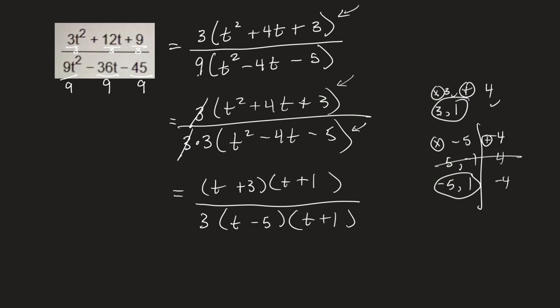Now I look for anything that's the same on the top and the bottom. Yeah, t plus 1 cancel out. So my answer will be just a t plus 3 on the top. If that's the only thing that's up there, I can drop the brackets. If you keep the brackets in, it's not wrong. And then on the bottom, I have 3 times t minus 5. Okay, hopefully that helps. Good question.